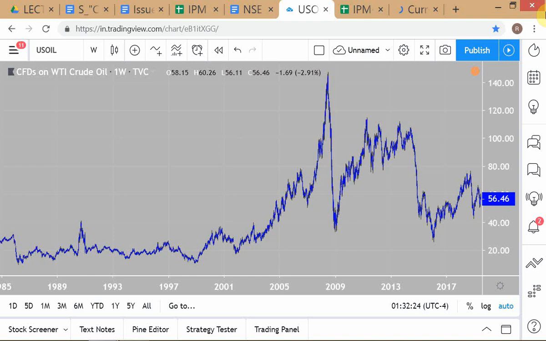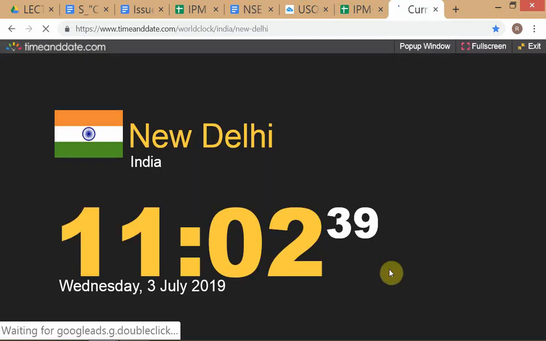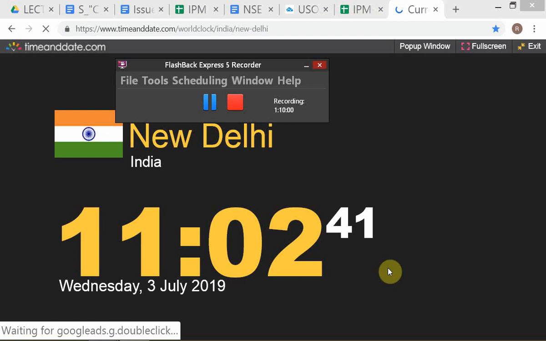This is clear. So what we've learned as additional progress on this module is that a market is the venue for exchanging assets. The two assets are going to be called base asset and terms asset. Okay, you can go now. I owe you 2 minutes and 40 seconds.